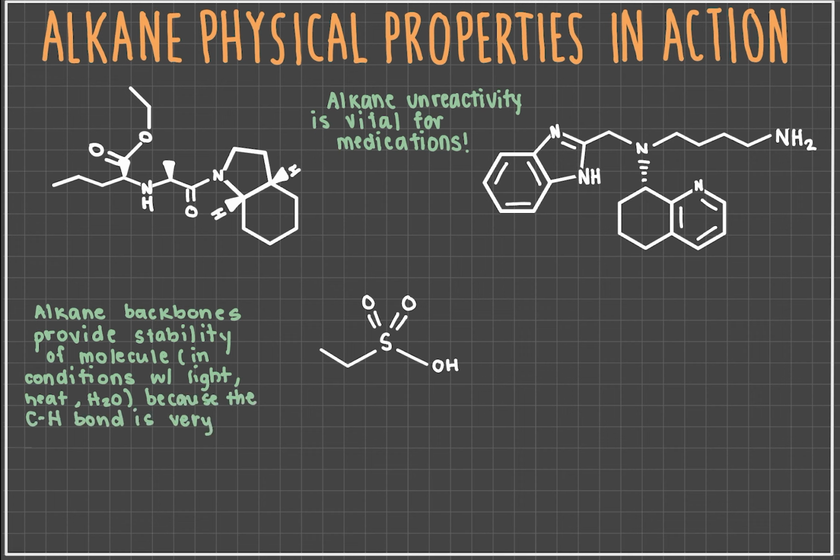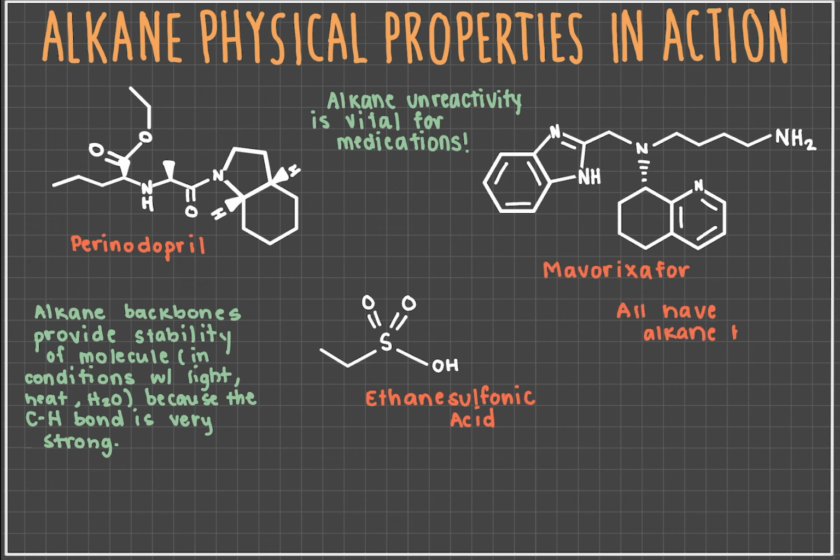A few examples of medications with alkane backbones or derivatives include perindopril, an ACE inhibitor used to treat hypertension and other cardiovascular issues; ethane sulfonic acid, which is a medication with various uses such as cancer treatment and bowel disease treatment; and mavorixafor, an anti-HIV fusion inhibitor drug.